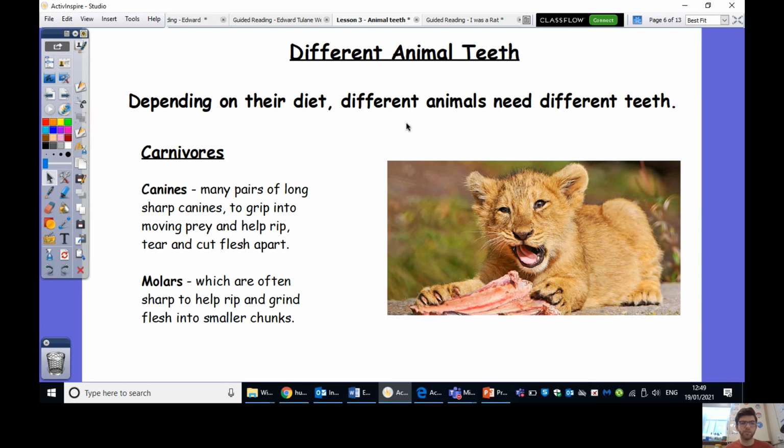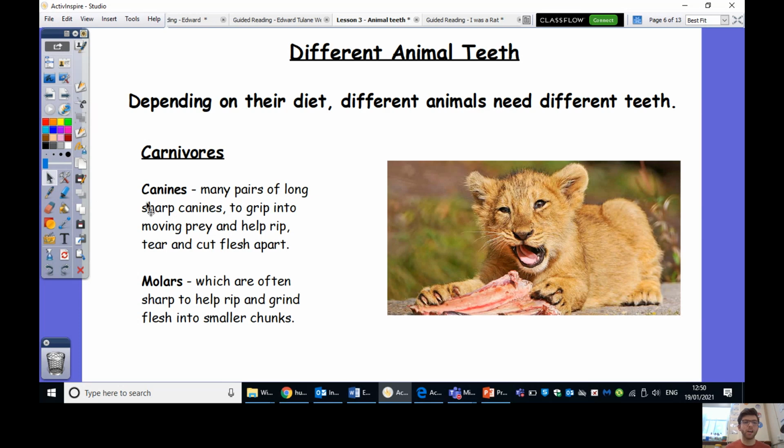So let's have a look at carnivores first. Carnivores, as you might have been able to guess, use canine teeth. They have lots of canines, which remember are used for tearing and ripping into food. Now, why do you think they might need so many canines? The reason is because their diet is all meat. So they need it to tear apart tough meat. So canines are the best teeth to do that.